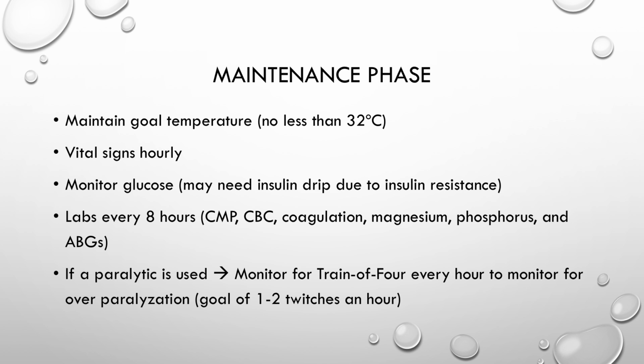You want to do labs every 8 hours, which includes a CMP, CBC, coagulation profiles, magnesium, phosphorus, and arterial blood gases. If a paralytic is used, and it should be, you want to monitor the train of 4 every hour to monitor for over-paralyzation, for a goal of 1 to 2 twitches an hour.